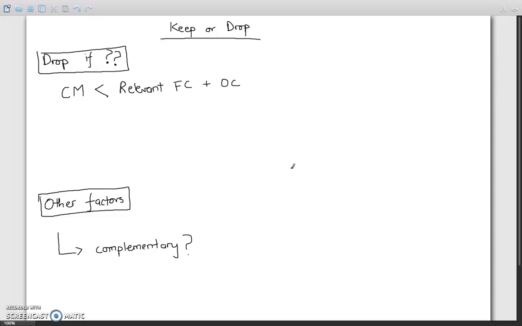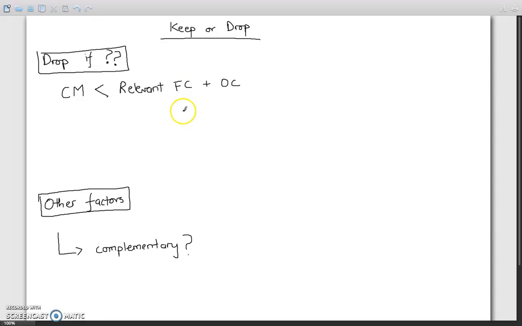So before you make the decision to drop, you want to consider if your contribution margin is less than your relevant fixed costs and your opportunity costs. If your contribution margin is less than these two, then that basically means that the product is completely useless. It is not even able to cover your fixed costs.